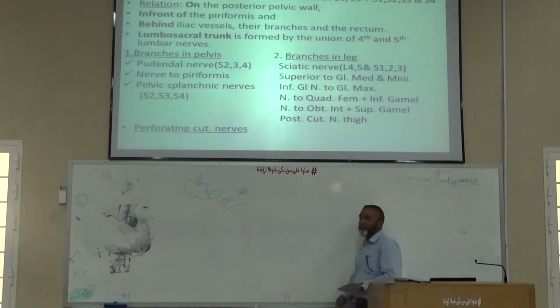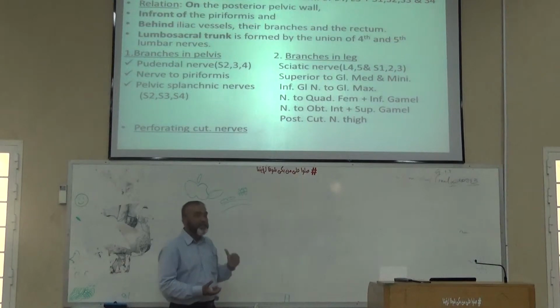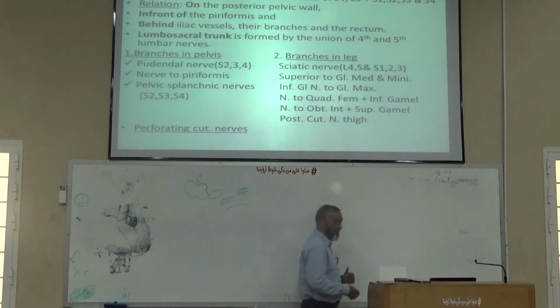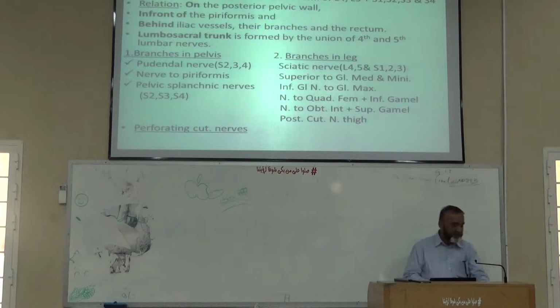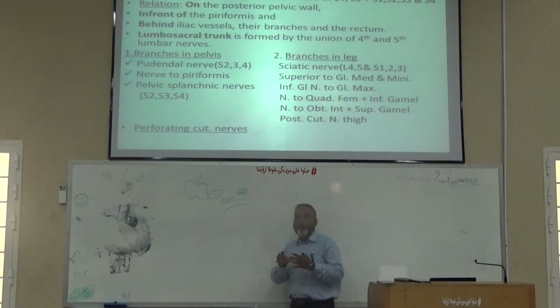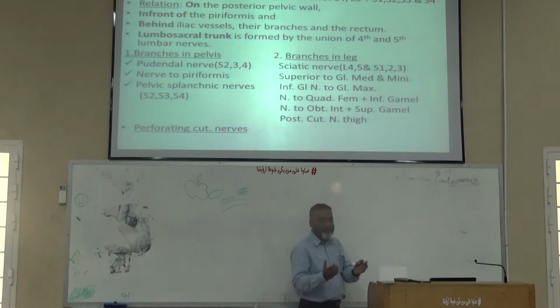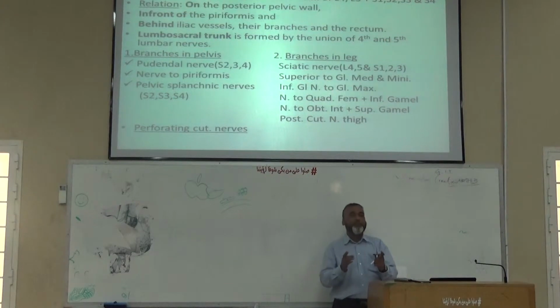The nerves of the pelvis, and the main component of the nerves is the sacral plexus. If you see the sacral plexus, it is formed on the posterior wall of the pelvis. Posterior wall of the pelvis.